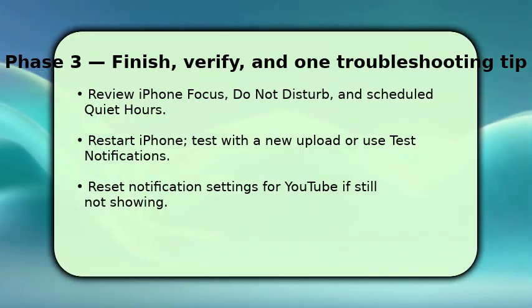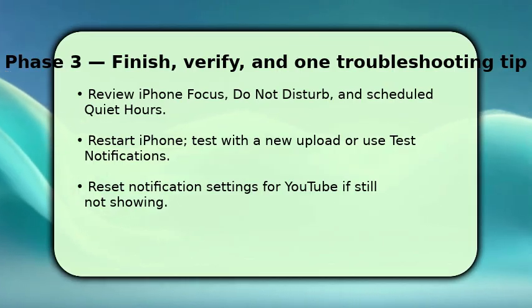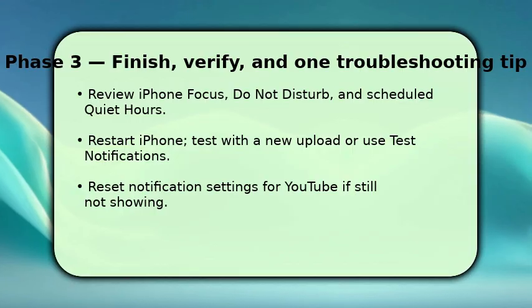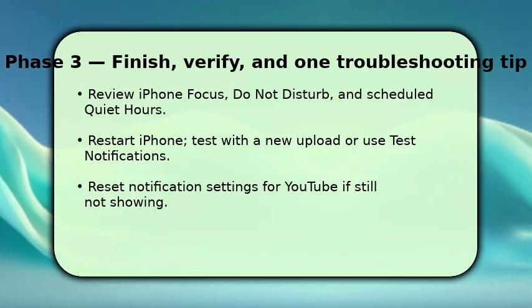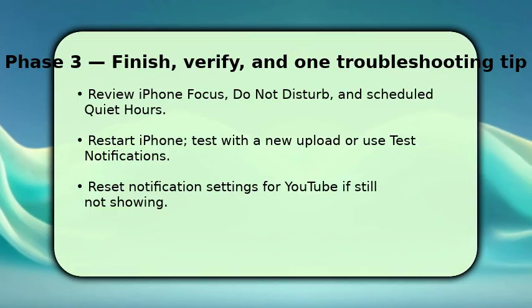If notifications still fail, reset YouTube notifications. Toggle Allow Notifications off, restart, then re-enable. If that fails, sign out and back into YouTube, because account sync can sometimes be the culprit.